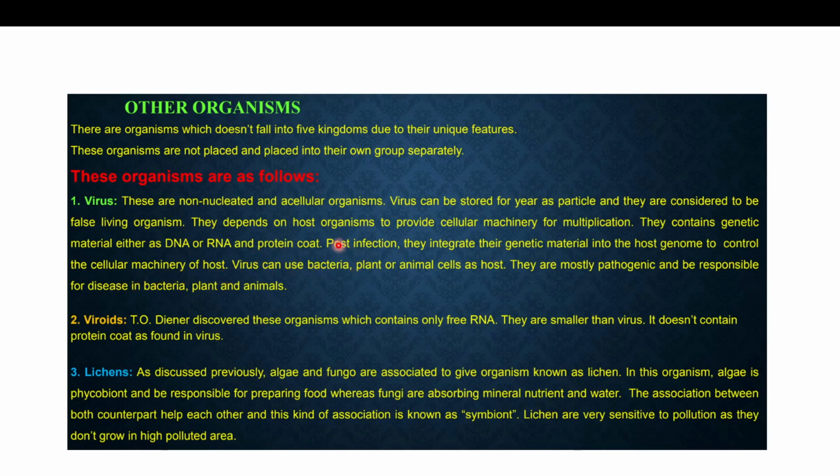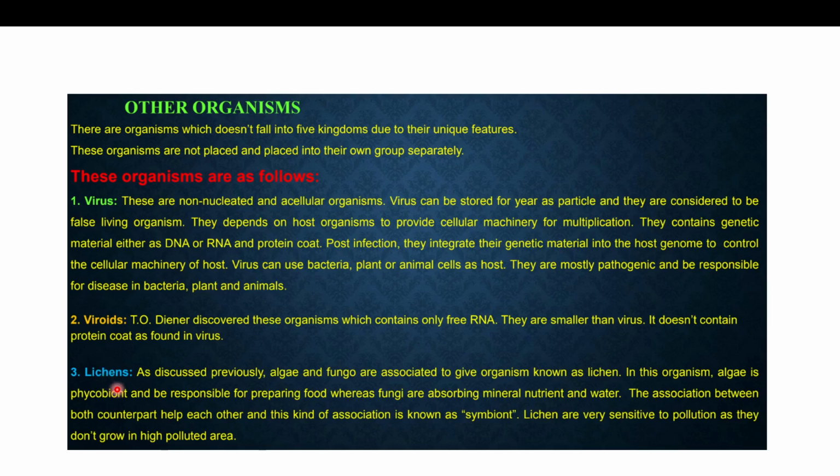So the host cell can be either a bacterial cell, plant cell, or animal cell. And mostly they are pathogenic and are responsible for different kinds of diseases in bacteria, plants, and animals. And there are viroids, which were discovered by Diener, and these contain only free RNA, and they're actually smaller than viruses, and these viroids do not contain a protein coat.